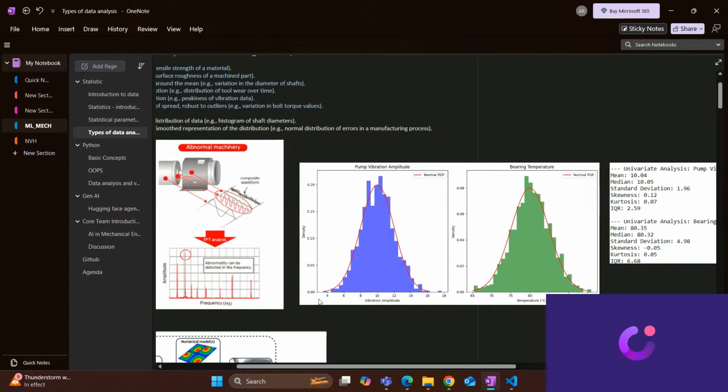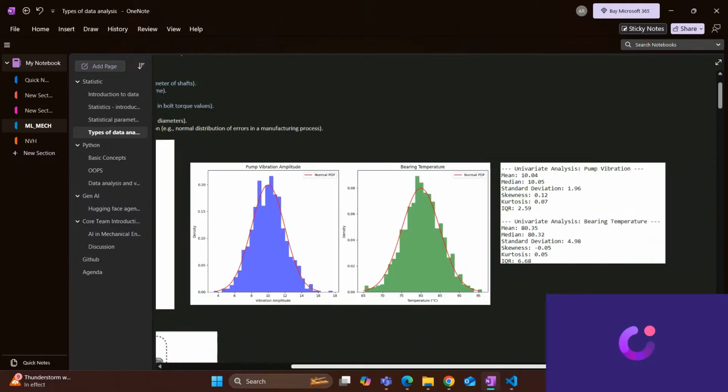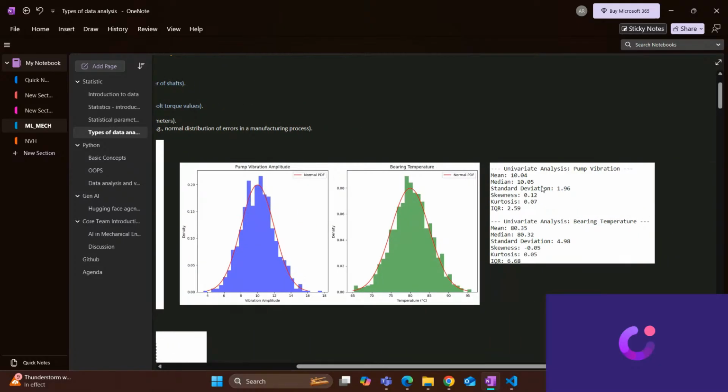This is called univariate analysis, because we are checking just one variable at a time. I'm analyzing vibration amplitude and trying to understand the standard parameters: mean, median, standard deviation, skewness, and how it is impacting. Next, I'll go to the other variable, which is temperature, and again try to understand the mean, median, mode, standard deviation, and all those things.